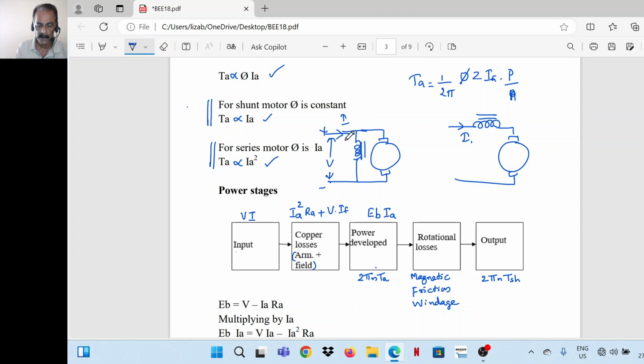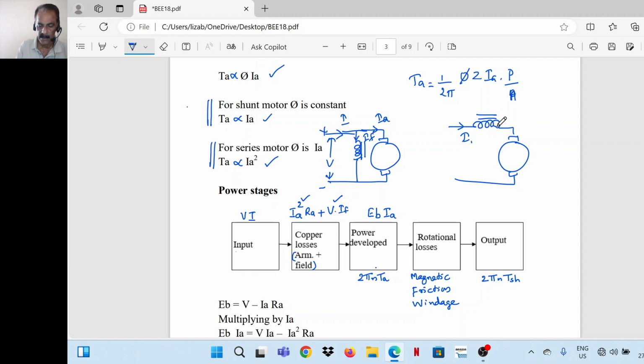Vi is the input. So the field current is If. So V into If is the power lost in the field winding, power dissipated in the field winding as heat, which is the field copper loss. And Ia square Ra, here in this case, is the armature copper loss. So from the input, the copper losses are met. Copper losses are field copper loss and armature copper loss.